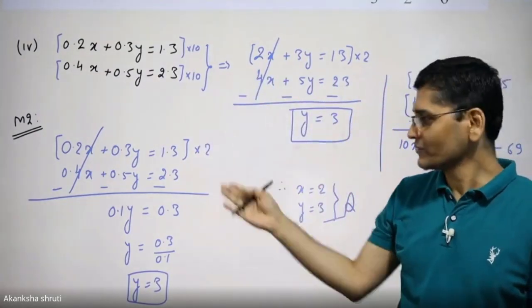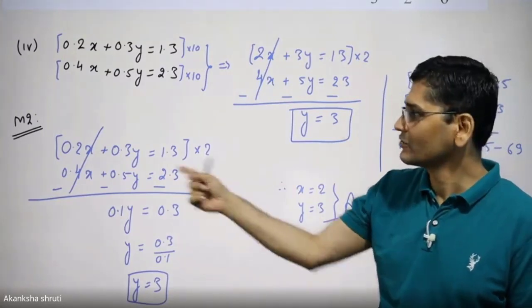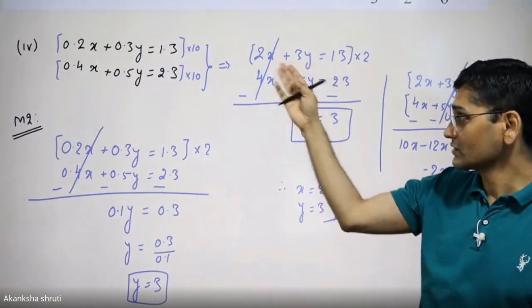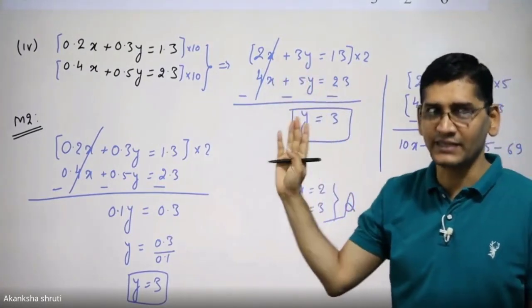Ultimate objective is to find the x and y. It doesn't depend on whether you have carried this decimal multiplication or you have first multiplied to get converted into integer.